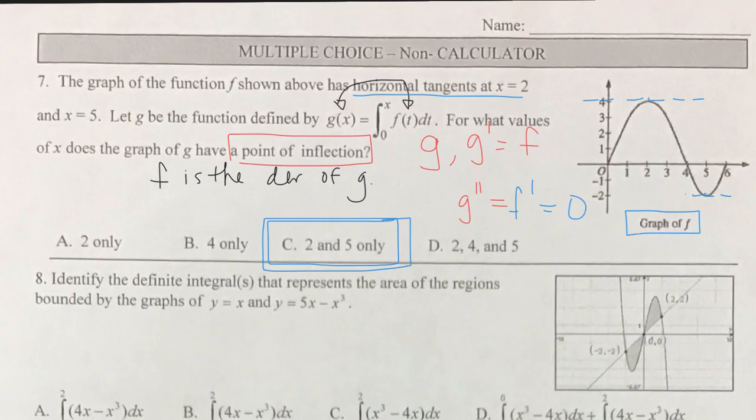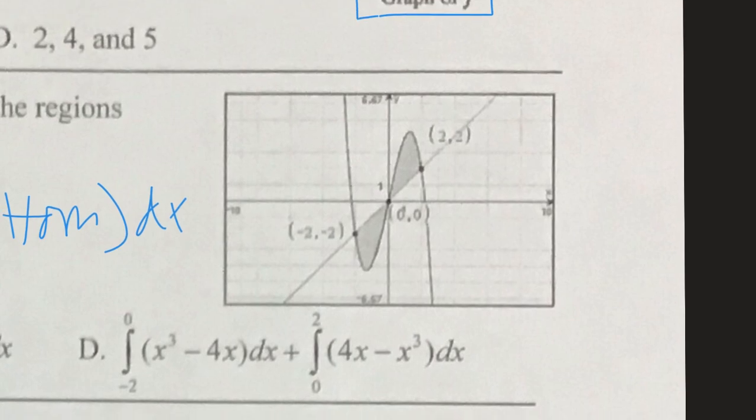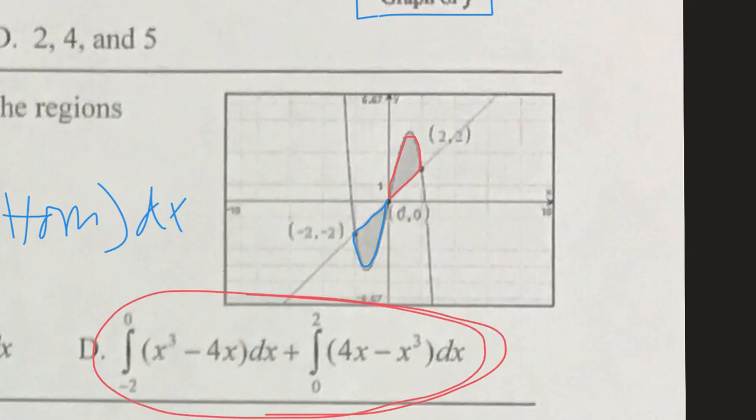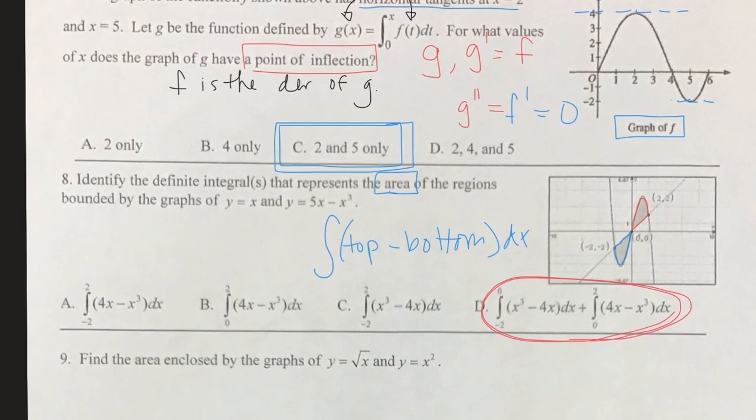Okay, number 8 doesn't need you to do much as long as we understand what area is. So area is the integral of your top function minus your bottom function, from certain bounds. Looking at our graph, notice we have 2 different sections where the top and the bottom are different, which means we're going to have 2 separate integrals in order to find the area. And D is the only one that has that option. So once again, no calculator here, just a conceptual understanding of what the area between two curves is.